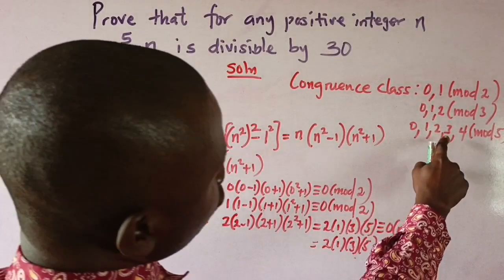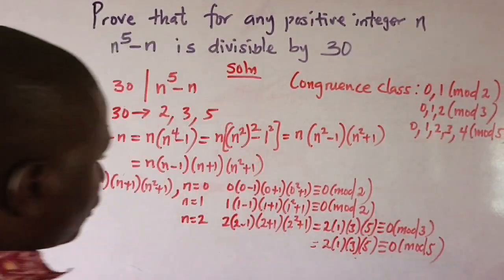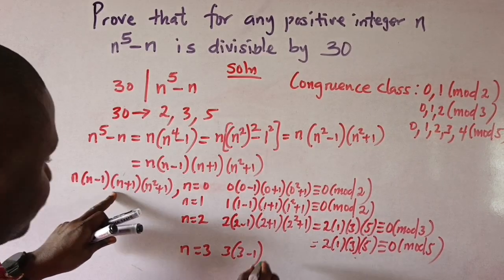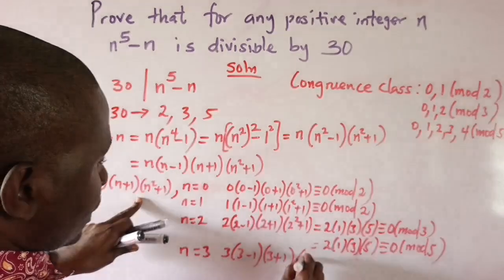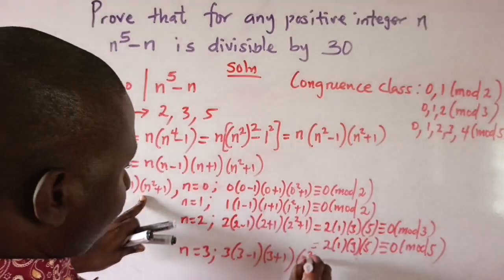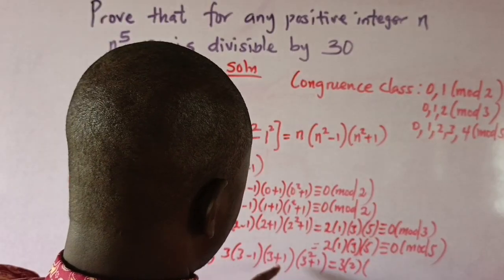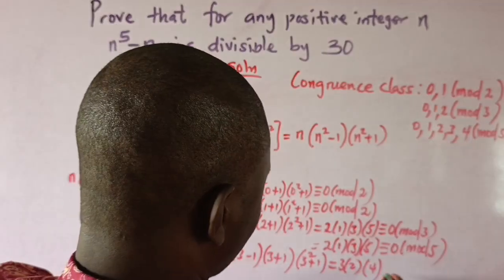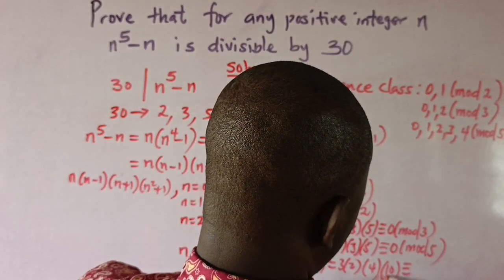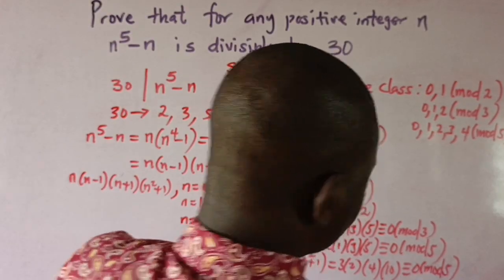So the next thing is we are going to check for 3. Because 3 is also a congruence class in mod 5, we have n equals 3. Putting 3 for n, we have (3 minus 1)(3 plus 1)(3 squared plus 1), which gives 2 times 4 times (9 plus 1), that is 10. Because 10 is one of the factors here, when you divide 10 by 5, the remainder is 0. Multiply 0 with any number, you are going to have 0. That is 0 mod 5. Then it shows that 5 can also go.